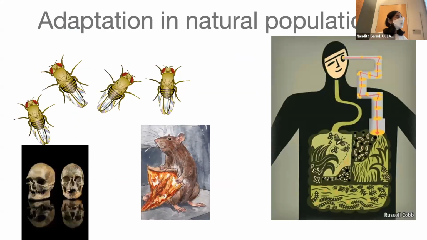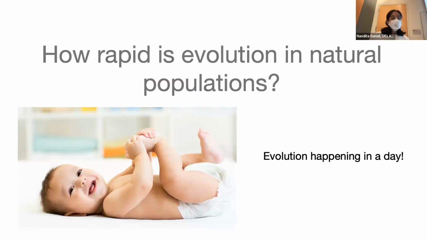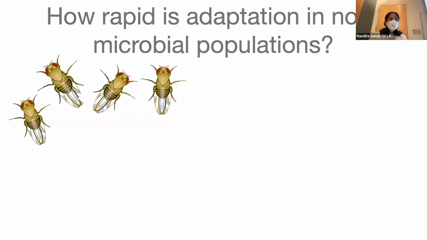Now, going more broadly into what is the research question in general, how do we understand adaptation in natural populations? A big question that really interests me is how rapid is evolution in natural populations? In infants, we saw evolution happening as short as on a daily time scale, which is wild. There's evolution happening right inside of you right now. But how does this rapid adaptation translate to non-microbial populations?